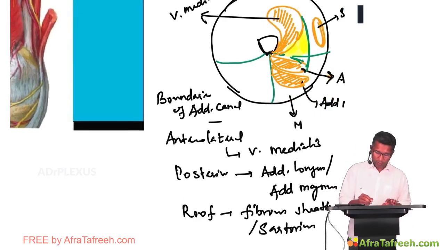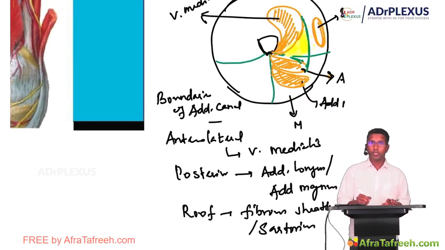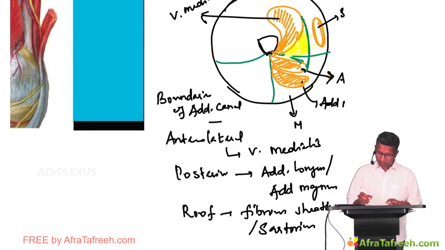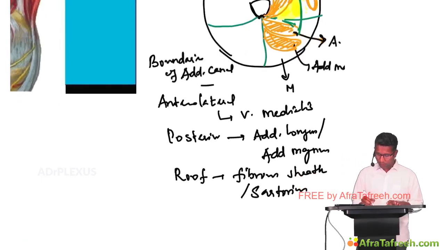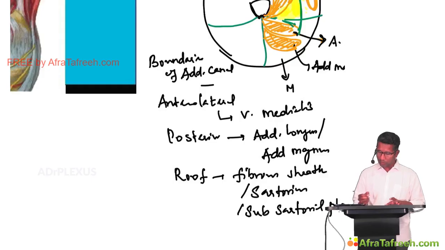Below the sartorius muscle you have a plexus of nerves. The plexus of nerves which are present in the roof is called the subsartorial plexus.